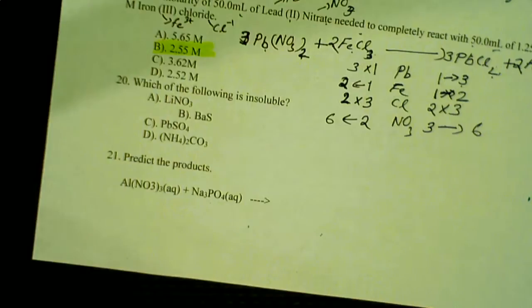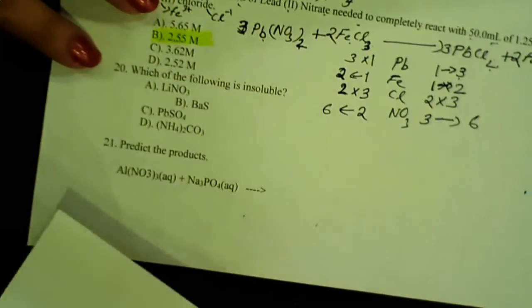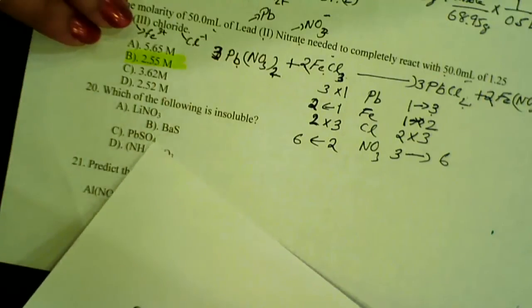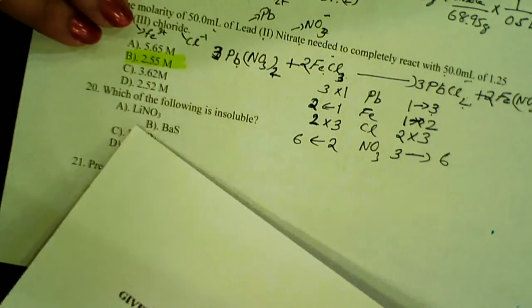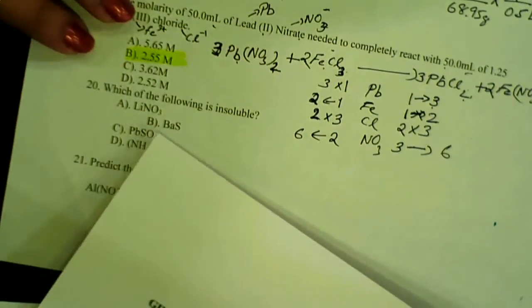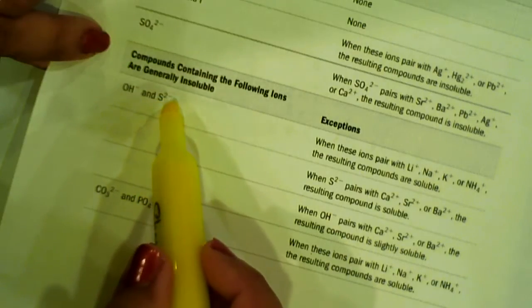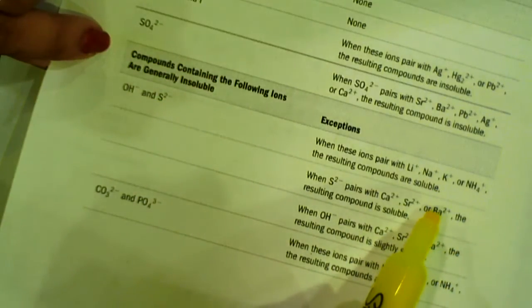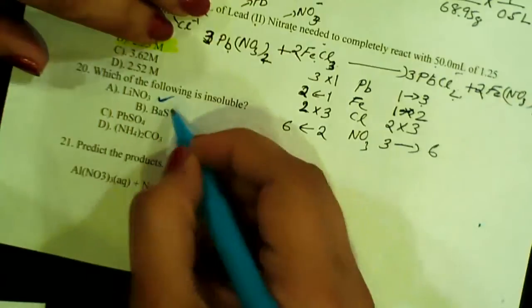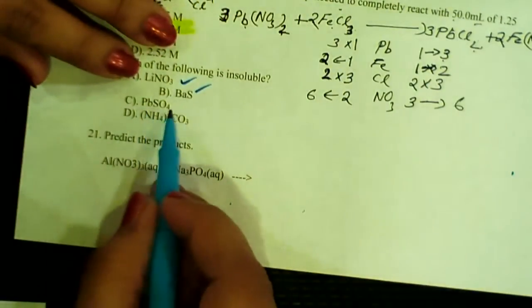Then the next question is, which of the following is insoluble? So you have to use the solubility chart for that. That's also given in the review packet, and if there are first group elements and the nitrate group, that is always going to be soluble, and there are some exceptions in that chart, so you have to review that chart. So the first option is LiNO3, lithium nitrate. So you have lithium and nitrate, that's going to be soluble.